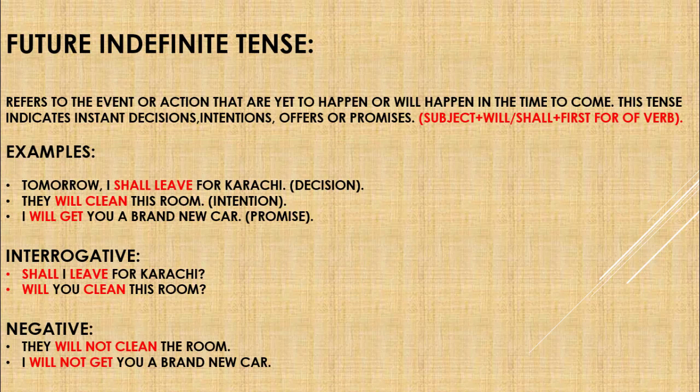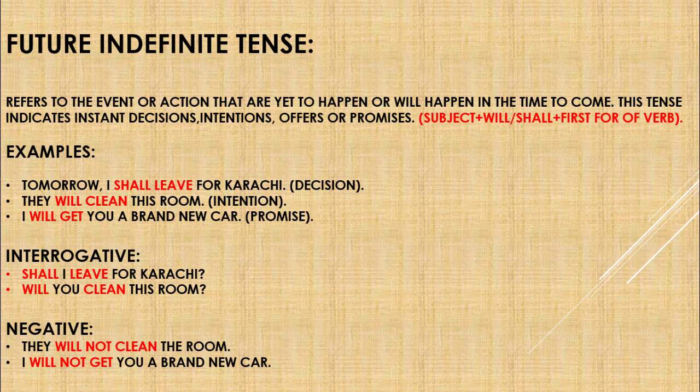Future indefinite tense refers to the event or action that are yet to happen or will happen in the time to come. This tense indicates instant decisions, intentions, offers, or promises. We use will and shall with first form of verb.